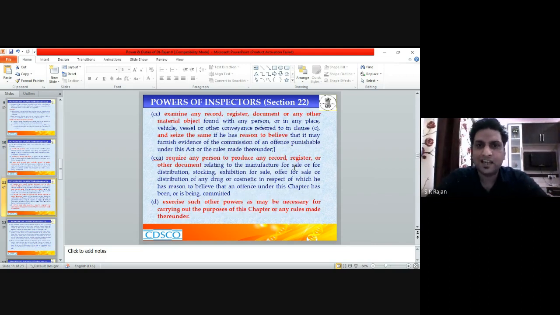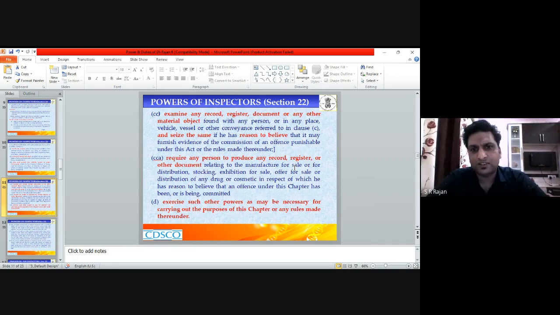The inspector can examine any record, register, document, or any other material objects found with any person or in any place, vehicle, vessel, or other conveyance referred to in clause C, and seize the same, if he has reason to believe that it may furnish evidence of the commission of an offense punishable under this act or rules made thereunder.